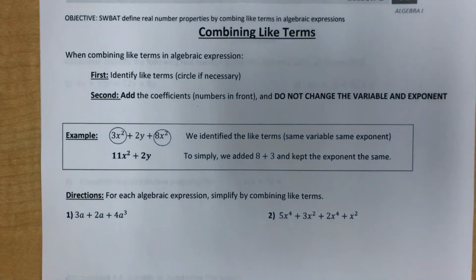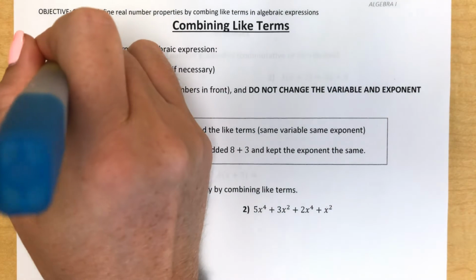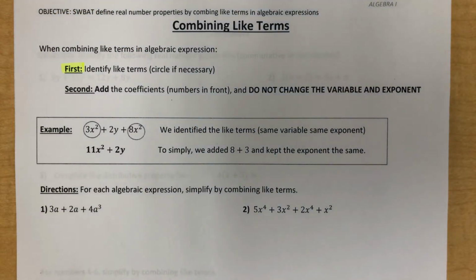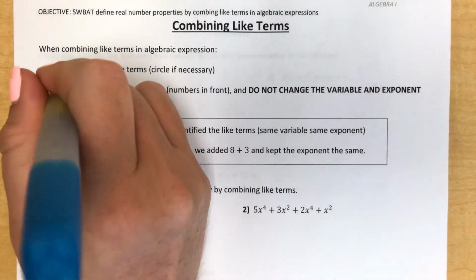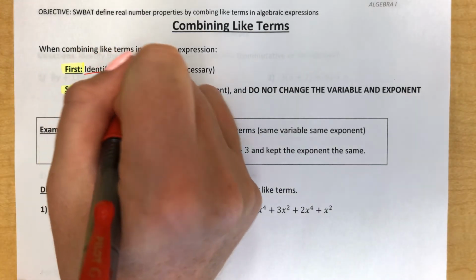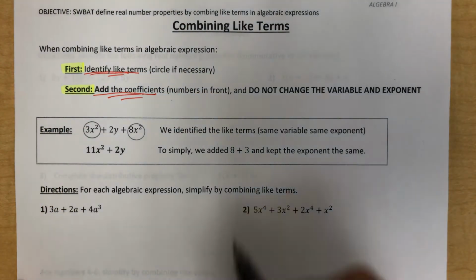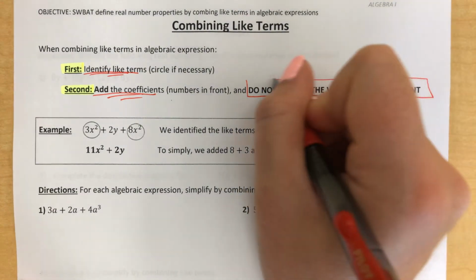So as we look here, we're going to be combining like terms. Okay, so if I want to combine like terms, it says when combining like terms in algebraic expressions, there are 2 steps. All right, the first step is you want to identify those like terms. So that's step number 1. And then step number 2, we want to add the coefficients. Coefficient is the number in front, and we don't want to change the variable and the exponent. All right, I just want to quickly identify all that important information. So the first step, identify like terms. After we've done that, second step, we have to add the coefficients, but we have to remember not to change the variable and the exponent.